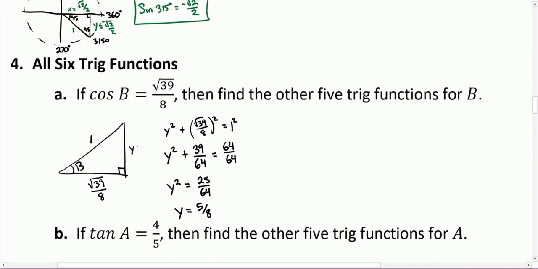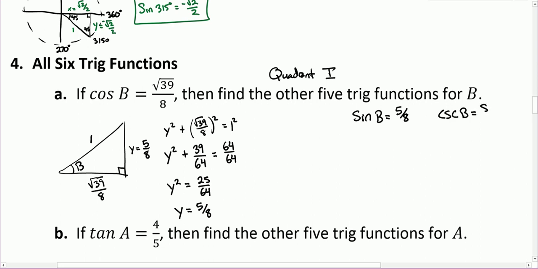Well, the question here is, is it positive or negative? We're going to have to assume something here. Let's assume we're in quadrant 1. Because if we were in quadrant 4, the cosine would be positive, but the sine would be negative. So let's assume we're in quadrant 1, so we know that the sine is positive. So for the other 5 trig functions, we have cosine. Now we just found sine. So the sine of B is 5 over 8. The reciprocal of sine is the cosecant. So we know the cosecant of B is 8 over 5.